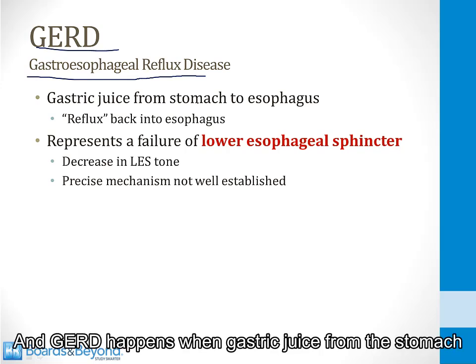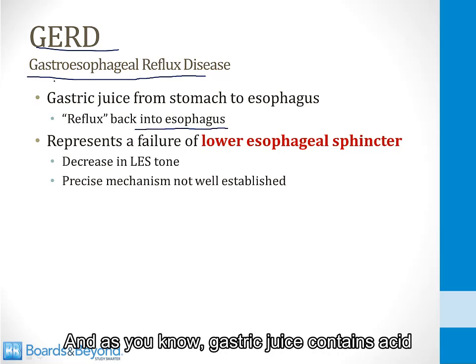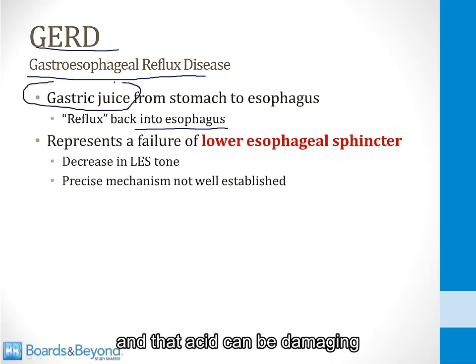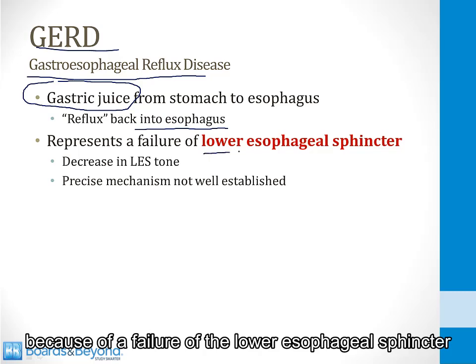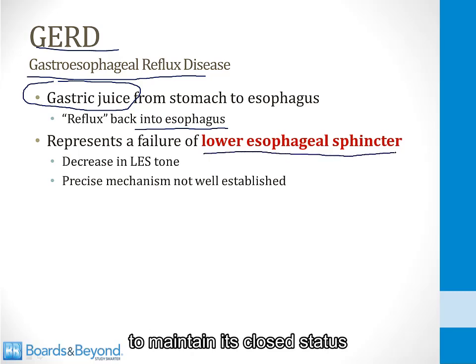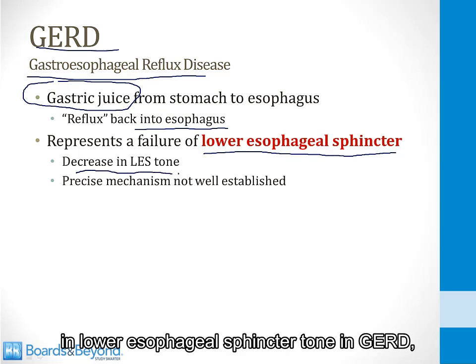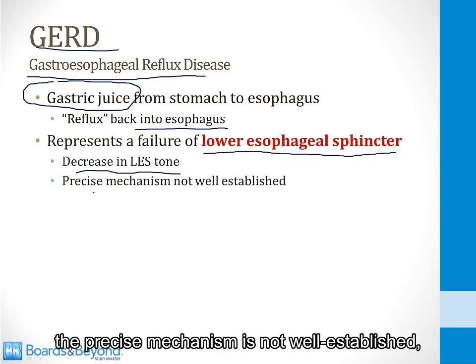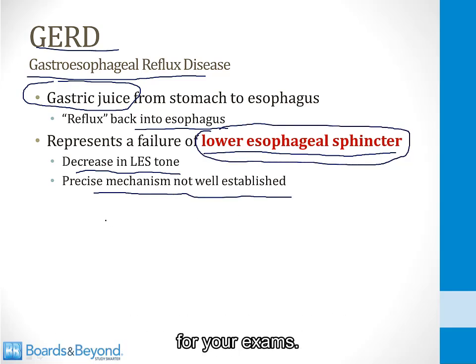And GERD happens when gastric juice from the stomach refluxes back into the esophagus, and as you know, gastric juice contains acid, and that acid can be damaging to the lining of the esophagus. This disorder occurs because of a failure of the lower esophageal sphincter to maintain its closed status and prevent the backflow of acid into the esophagus. There's a decrease in lower esophageal sphincter tone in GERD. The precise mechanism is not well established, and I've bolded the words lower esophageal sphincter because this is very high yield for you to know for your exams.